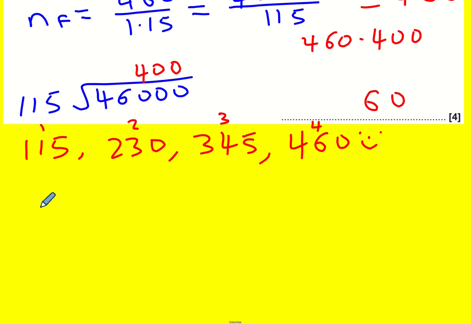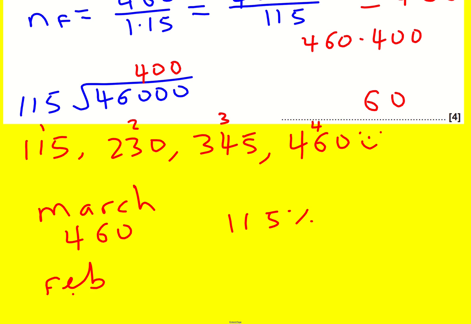You might say in March, we had 460 texts, and that was worth 115%. It's a slightly different approach. It's equivalent, but it's just slightly different. And then we want to get what February is. February, we don't know what that is. That's going to be 100%.